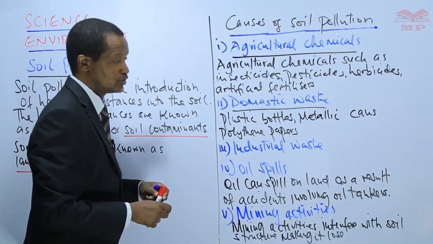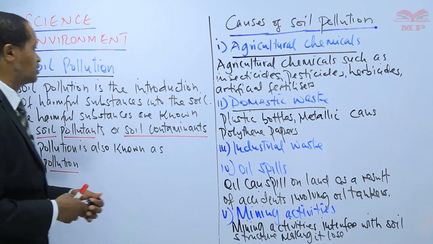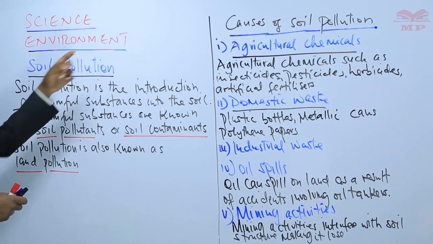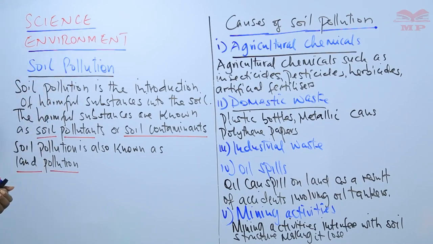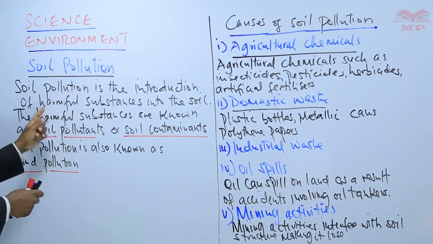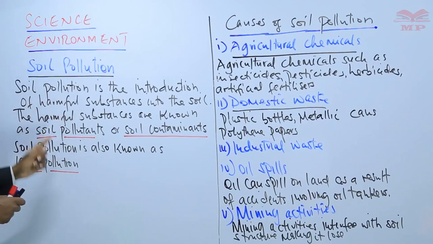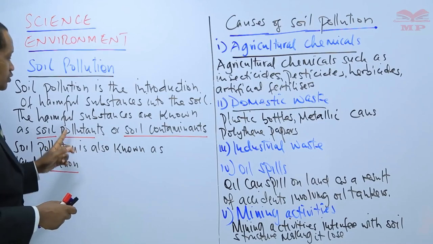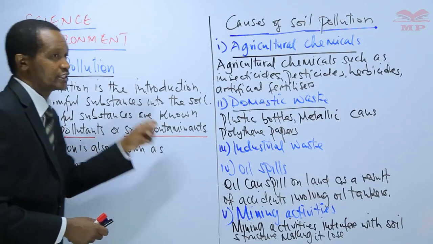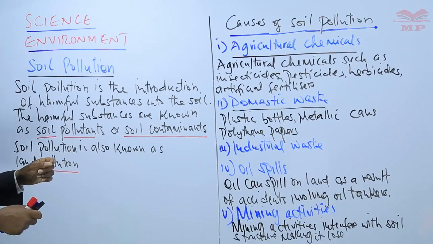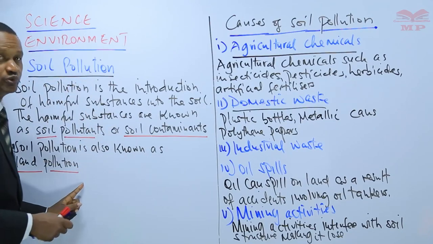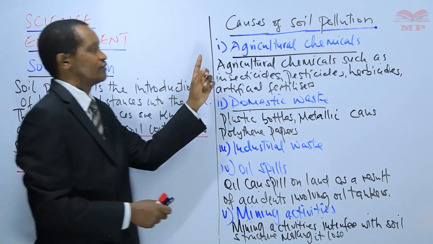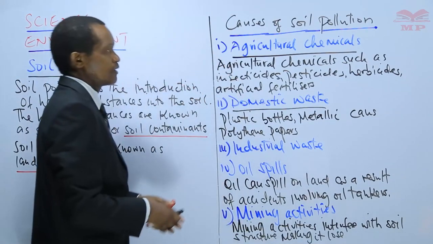That will mark the end of our today's lesson, where we introduced the subtopic, under the topic environment. In our today's lesson, we have defined soil pollution. We've said that soil pollution is the introduction of harmful substances into the soil. These harmful substances, we said, are also known as soil pollutants or soil contaminants. And we said soil pollution is also known as land pollution. Then we have discussed five causes of soil pollution.